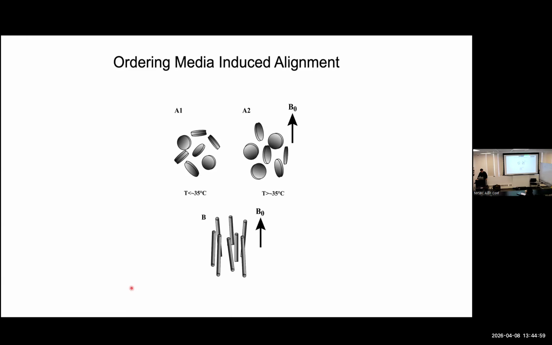So the other, maybe less obvious, way to align a sample is to include in your sample an ordering medium. It's a molecule that's going to end up aligning spontaneously in the magnetic field. So some of you may be aware of bicelles, shown here. Bicelles are lipid bilayers that spontaneously align under the right conditions, typically at high temperatures.